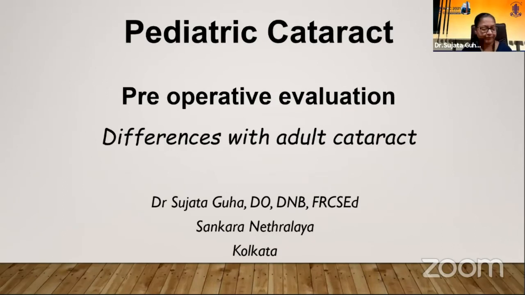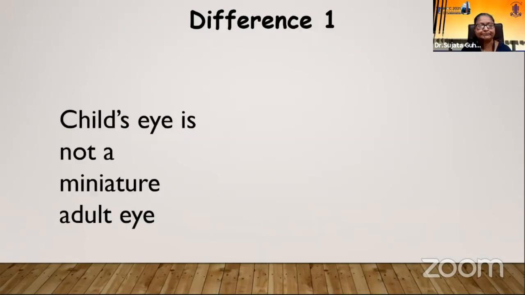Thank you. So good afternoon, everybody. And since we are going in a reverse order, we have already seen post-operative care, we have seen the surgery, and now we will talk about the pre-operative evaluation. I'm going to give you a few nuggets of how you evaluate a kid pre-operatively and the differences with adult cataract. So the first thing that you have to know is that the child's eye is not a smaller version of the adult eye. So why is it not so?